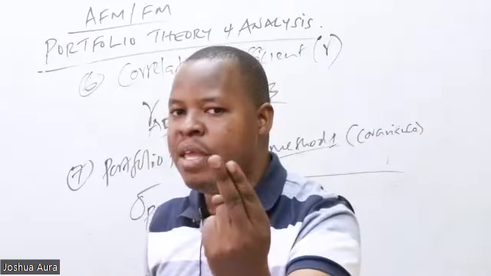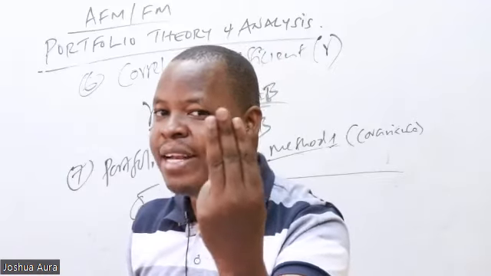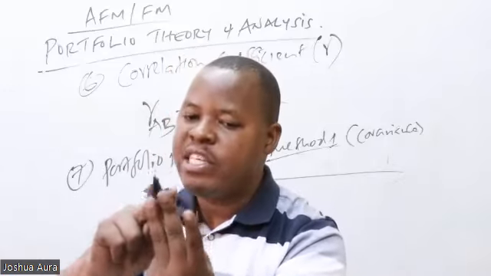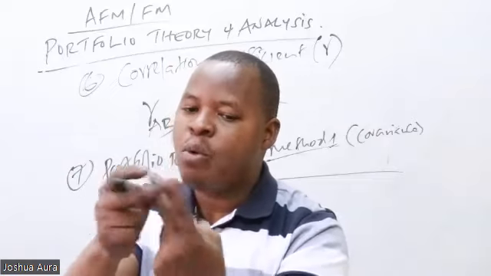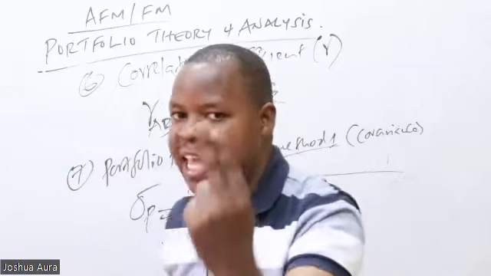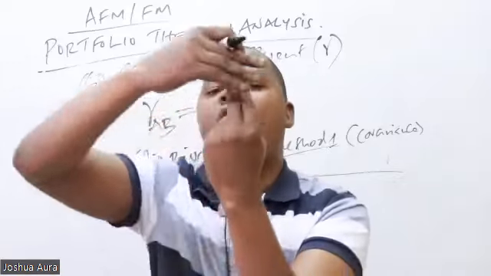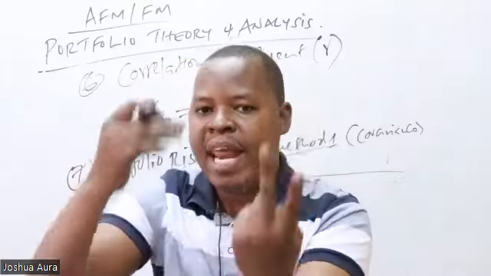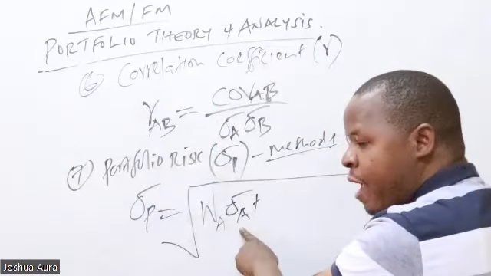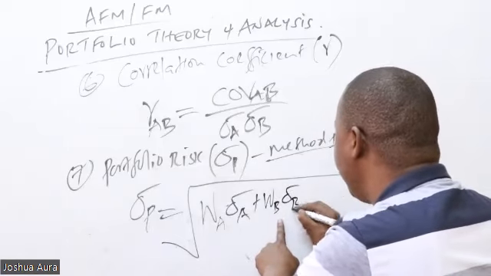So kindly understand me. Sometimes you will be given 3. Sometimes the examiner is a sadist and can give you 3 securities, A, B, C. But let's work with 2 securities, security A and security B. The 2 are making up a portfolio, because we said a portfolio is a combination of investments. So weight of A, standard deviation of A, plus weight of B, standard deviation of B.